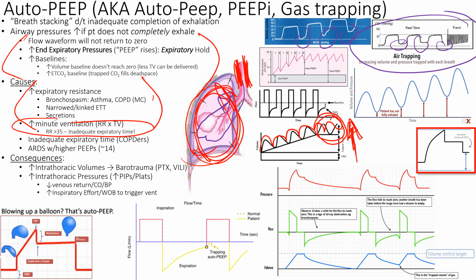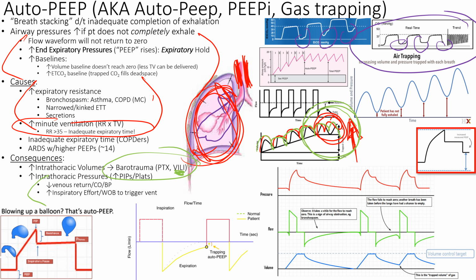And the consequences of that again are they could get barotrauma and pneumothorax, or what's called ventilator-induced lung injury. And they can also have these increased pressures in the chest, which reduce venous return, blood pressure, etc. And it's more work for them to bring in the next breath, because it's easy for the first 5 to 10 breaths, but they're trapping this air, and it's really hard to deliver this oxygen.